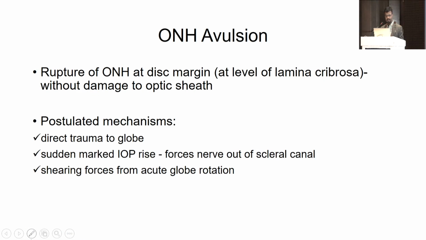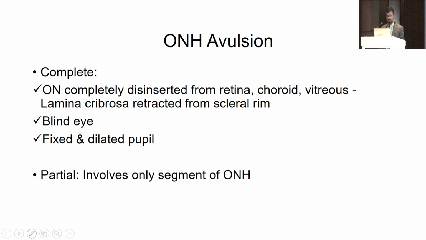Then optic nerve head avulsion, the rupture of the optic nerve head at the disc margin without damage to the optic sheath. The postulated mechanisms are direct trauma to the globe, sudden marked IOP rise, which can force the nerve out of the scleral canal, and shearing force from acute globe rotation. It can be either complete or partial. In the complete type, you will see a blind eye with a fixed and dilated pupil.